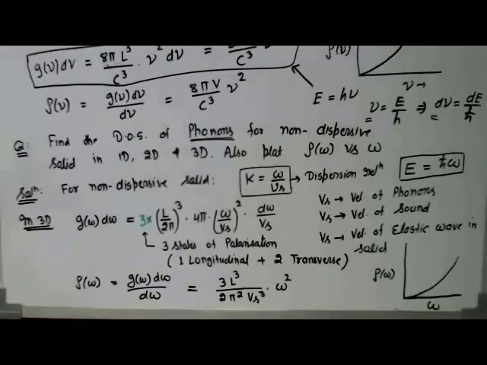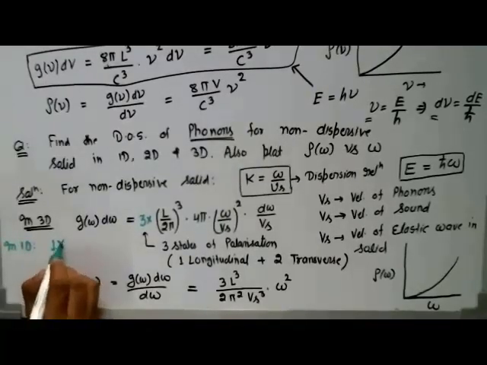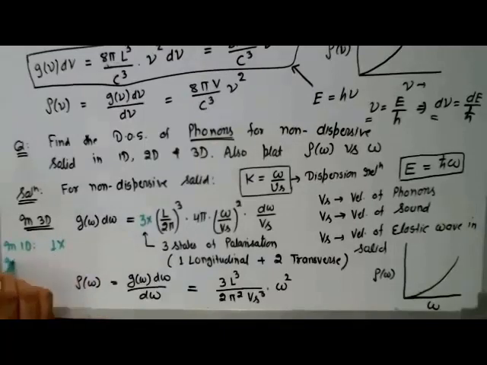Sir, in 2D case, we multiply by 2 factor. Exactly. Just remember here, in 1D we always multiply by 1. In 2 dimensions we multiply by 2. And in 3 dimensions you multiply by 3.